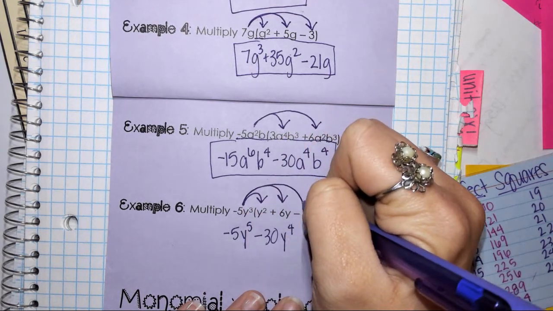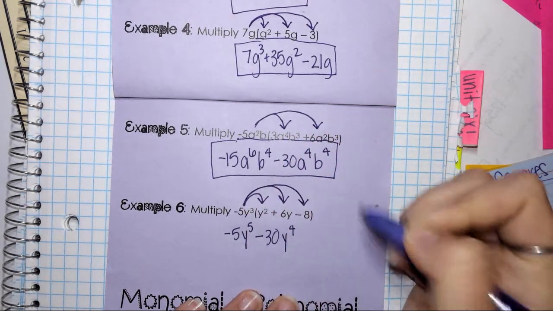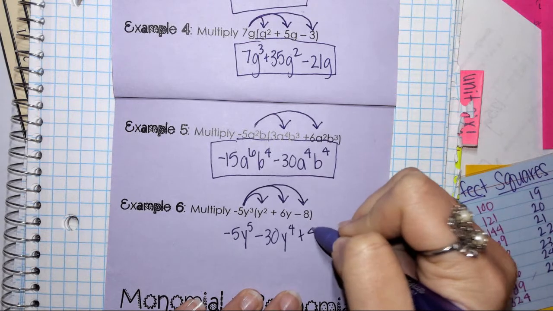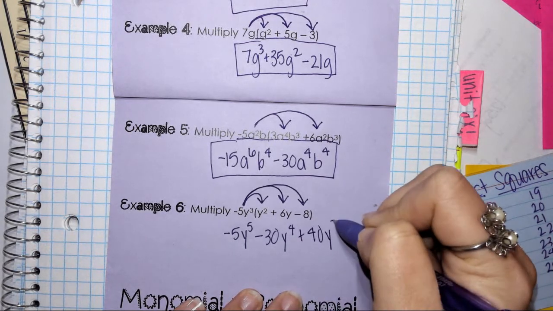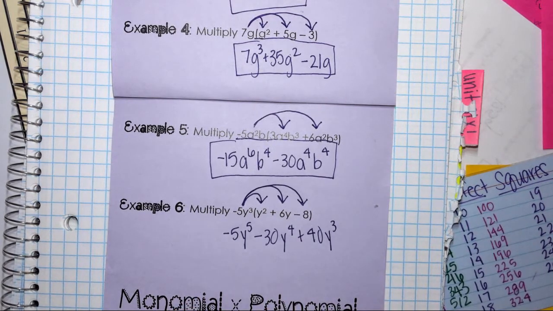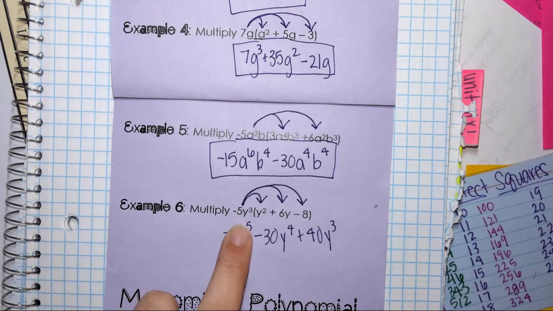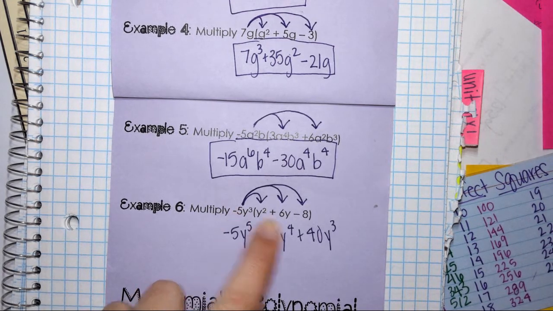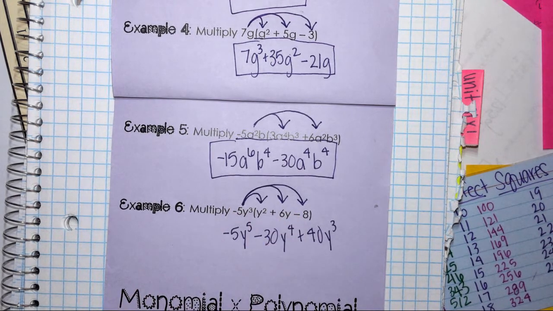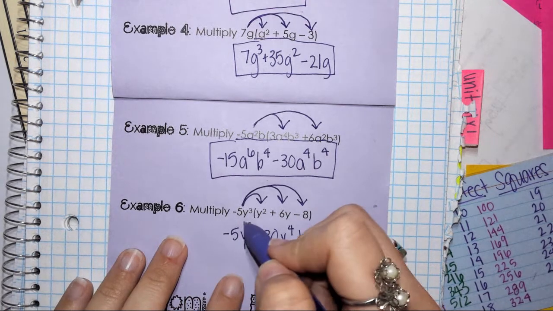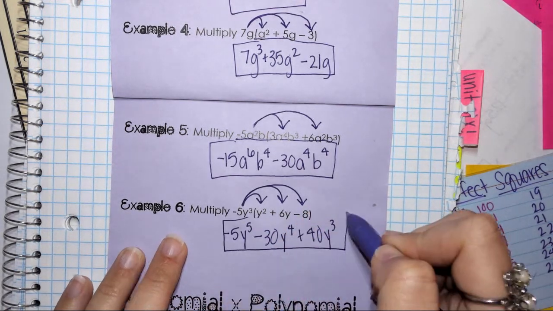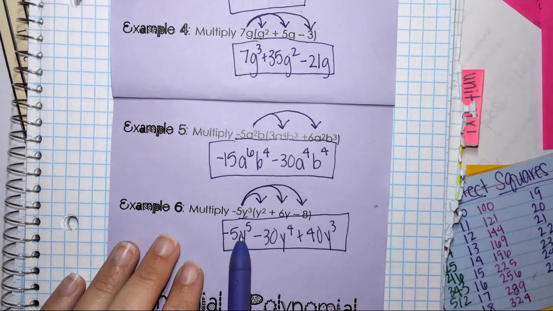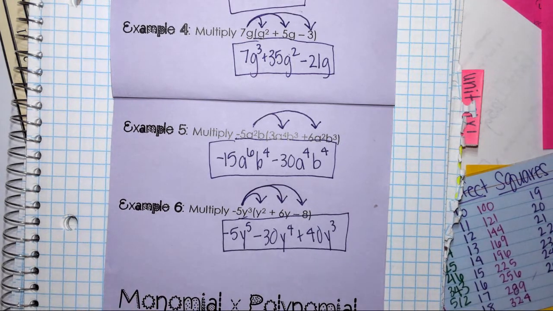Negative 5y cubed times negative 8. Negative 5 times negative 8 is positive 40, and you just bring down your y cubed. Now, why do I need to bring down my y cubed? Because it's still a part of this term. So you're multiplying this term times negative 8. Can we combine any of these? No, because this is a 5, 4, and 3.